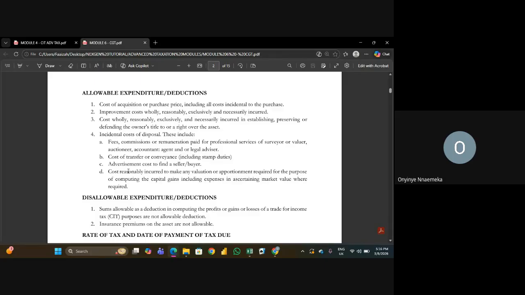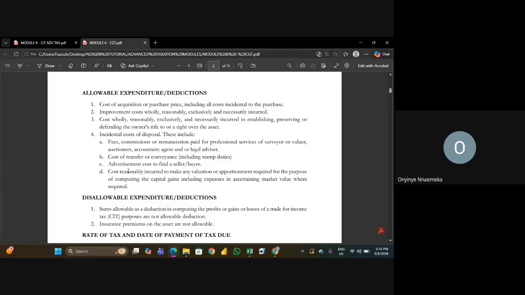Number two, improvement cost rarely incurred. So when I say improvement cost, for example, if you want to sell a house and you know that the plumbing in the house is not okay, you need to fix the plumbing, right? So those things are improvement costs. Cost rarely incurred in establishing, reserving, or defending the owner's title or a right over the assets.